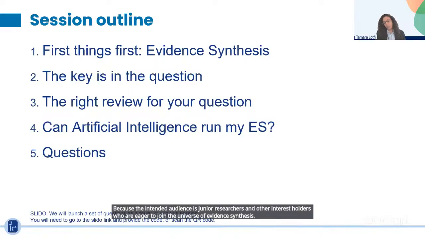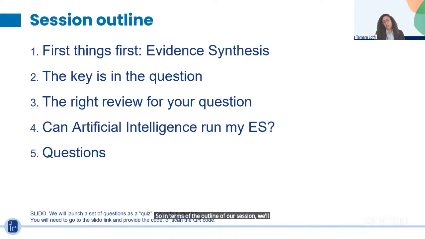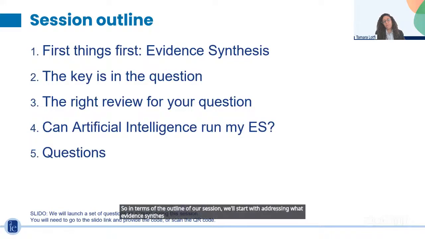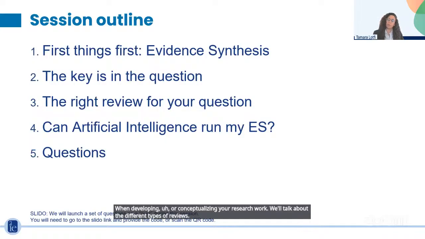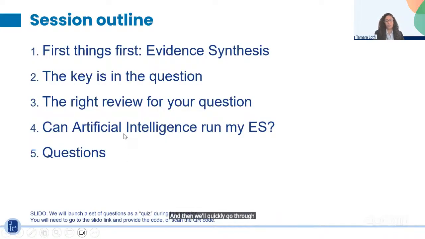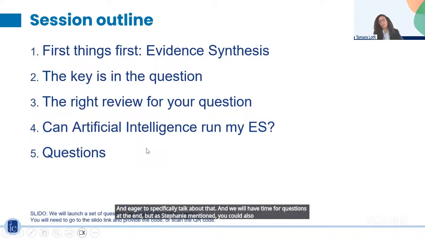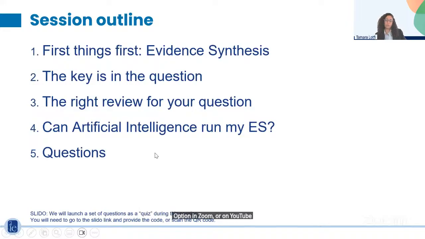So in terms of the outline of our session, we'll start with addressing what evidence synthesis is. We'll talk about the questions and type of questions that we could formulate when developing or conceptualizing your research work. We'll talk about the different types of reviews, and then we'll quickly go through artificial intelligence, as I expect many of you are keen and eager to specifically talk about that. And we will have time for questions at the end, but as Stephanie mentioned, you could also use the Q&A option in Zoom or on YouTube to provide your questions.